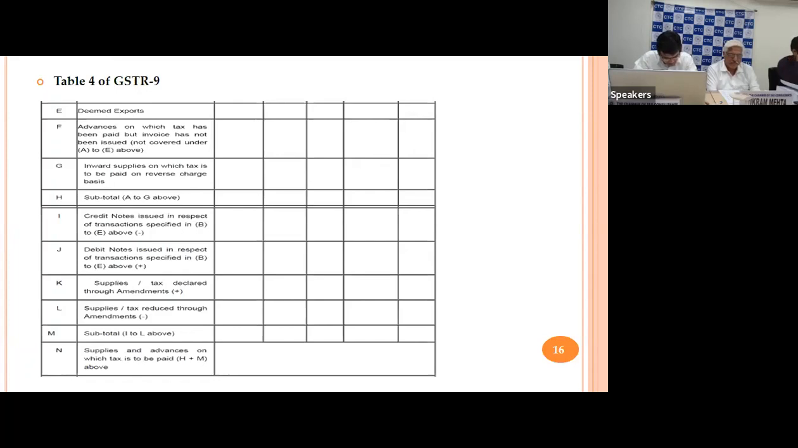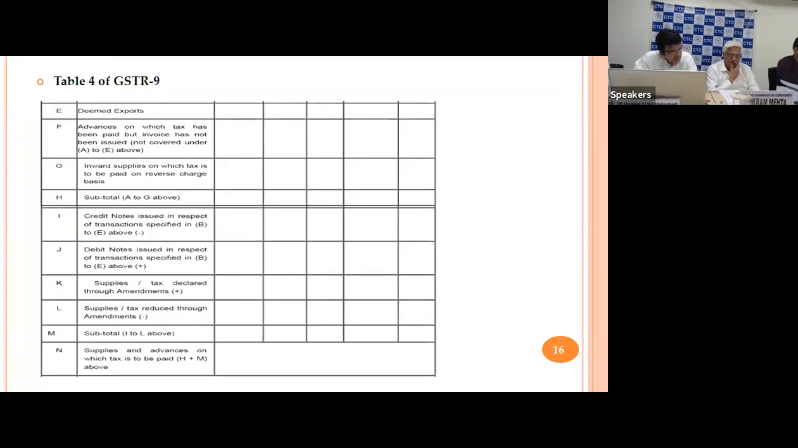Now, second is SEZ supplies with payment of tax wrongly reported in taxable outward supplies in 3B, like normal taxable outward supplies. Same answer. Everyone agrees that you will correct it. If you do not correct it in your GSTR-1 reporting, or in 3B, and if you want to claim refund, which I am assuming the person would want to, then that refund will get rejected on this ground. So correction is required in your monthly returns as well, but at the time of filing 9, you definitely have to show it correctly.